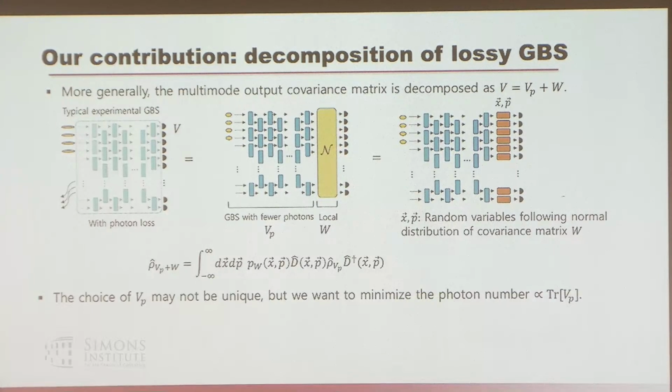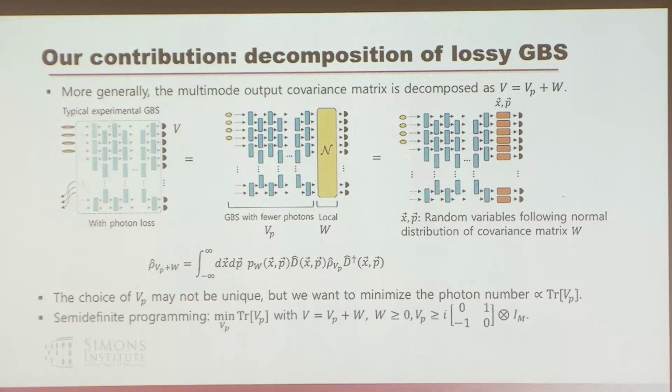The main reason is that if you have a low photon number in your system, then the amount of entanglement you can have is limited. That's why we choose to minimize the photon number of the first layer. I also used a well-known fact in quantum optics that the number of photons of your Gaussian state is proportional to the trace of the covariance matrix of your state. So to do this optimization, we make this program in which we minimize the trace of this covariance matrix VP for an input covariance matrix V.